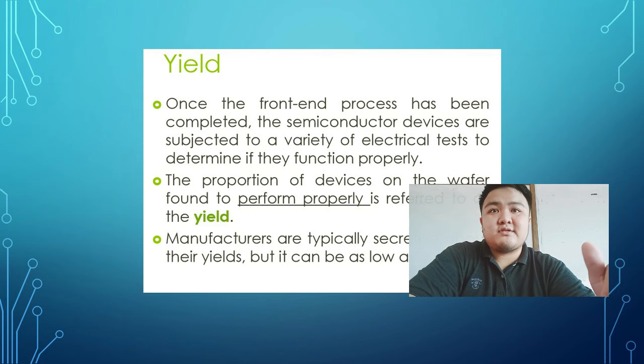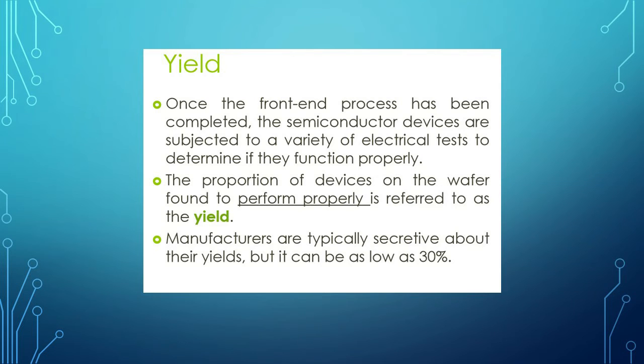And the last one is yield. Once the front-end process has been completed, the semiconductor devices are subject to a variety of electrical tests to determine if they function properly. The proportion of devices on the wafer found to perform properly is referred to as the yield. Manufacturers are typically secretive about the yield, but it can be as low as 30%.